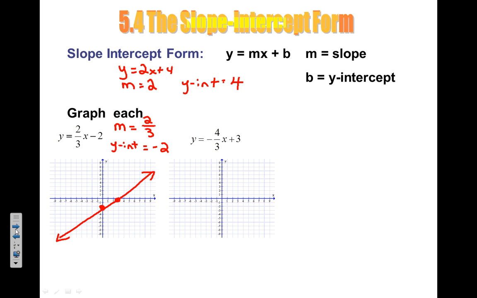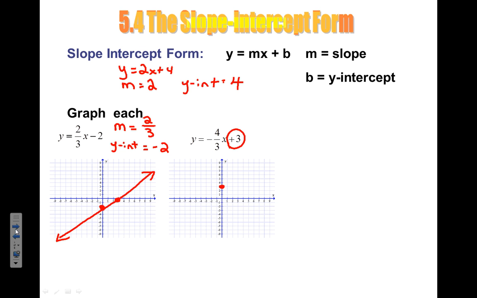Here's another example. This time I'm not going to write m and y-intercept. We're just going to look at it and graph it directly off of the equation. So you do need your starting point. There is your starting point of your y-intercept. So on the y-axis, at the 3, we put a dot. For the slope, I have -4/3.